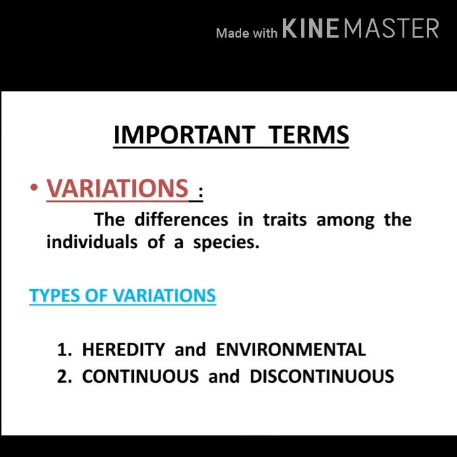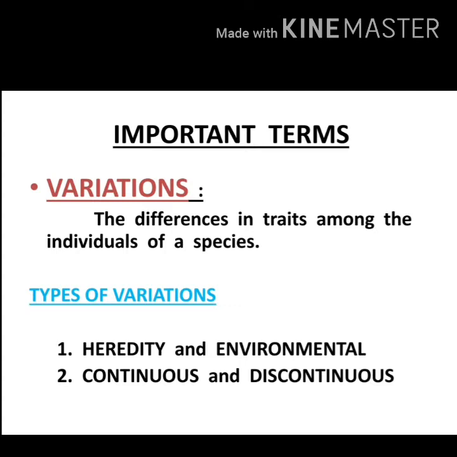The type of variation in which there is no gradation between the distinct features is known as discontinuous variation. For example, the shape of seeds of a pea plant. We will be learning in the next class. Some of the seeds in pea plants are round, whereas some are wrinkled. We don't have a gradation in their size or in their shape.